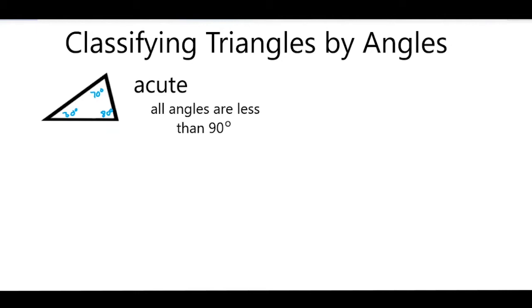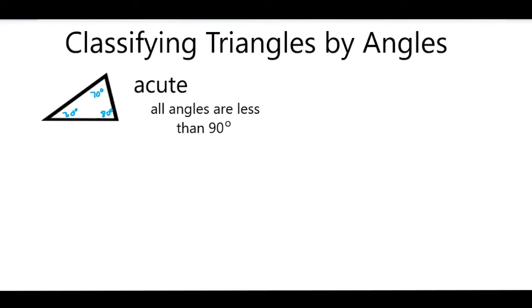Hello again. Today we are going to be classifying triangles by their angles. So we're going to talk about 4 different classifications of triangles today. The first one we're going to talk about is an acute triangle. An acute triangle is a triangle where all the angles are less than 90 degrees.